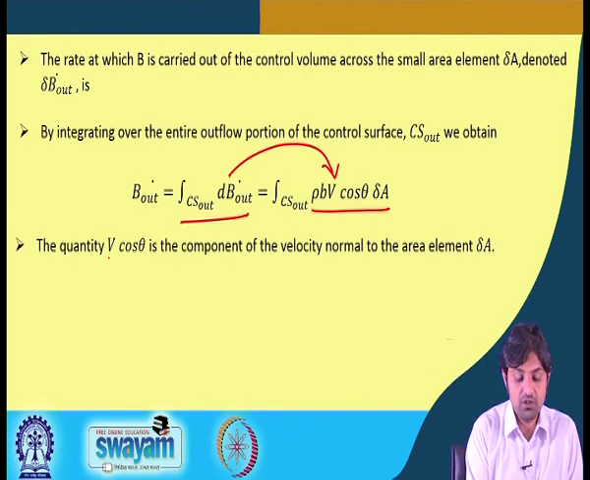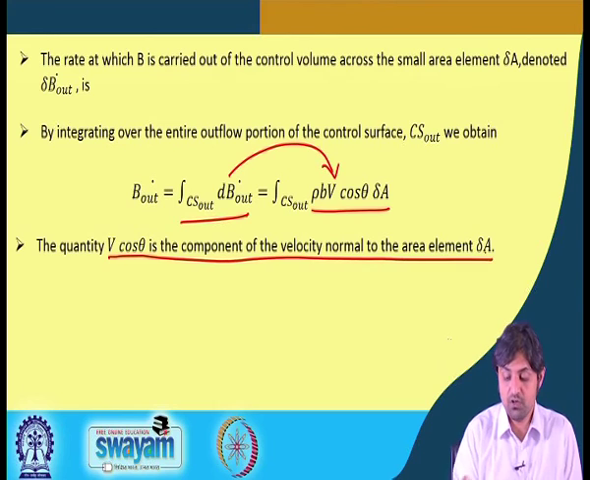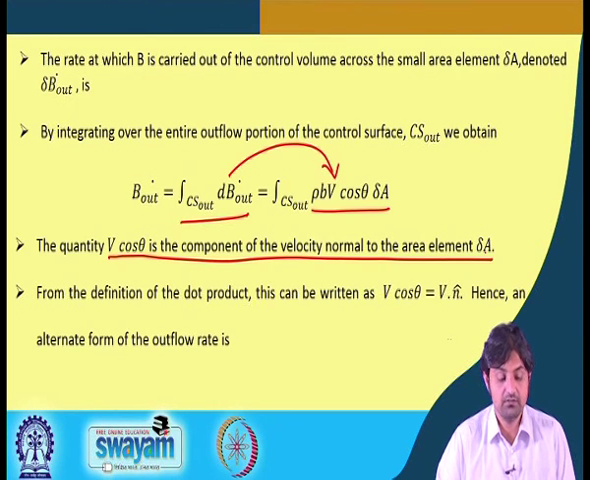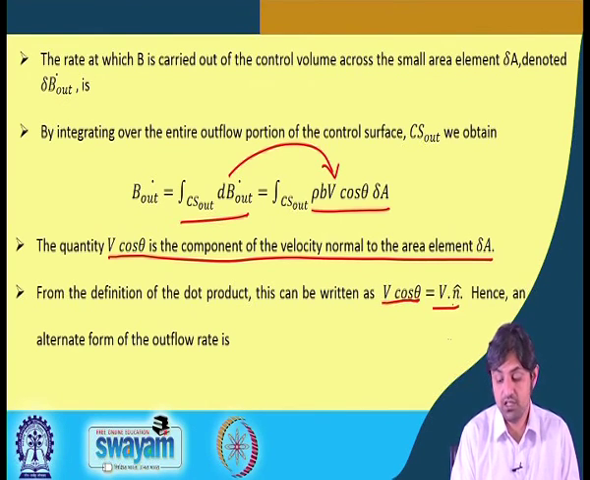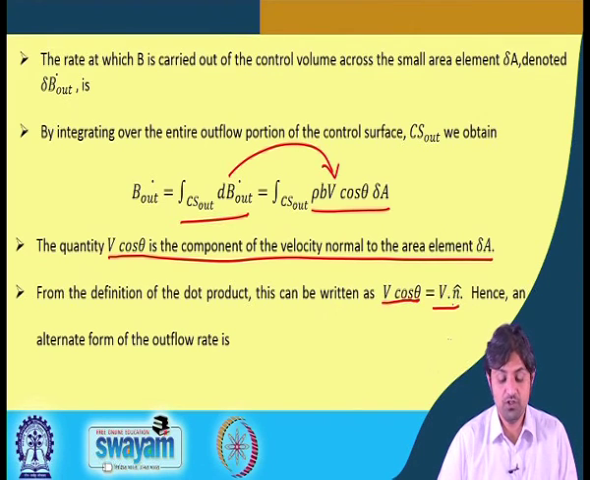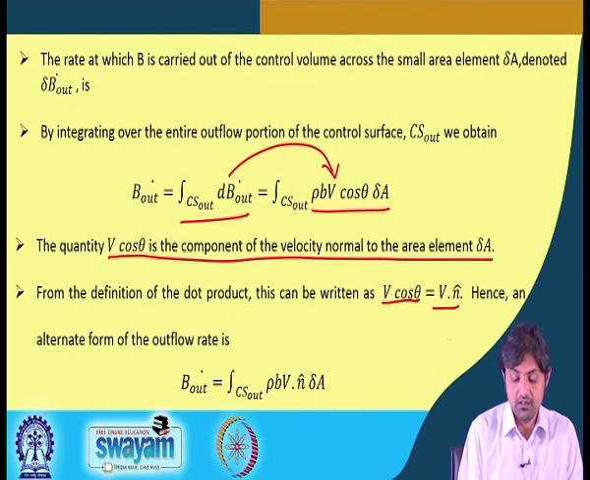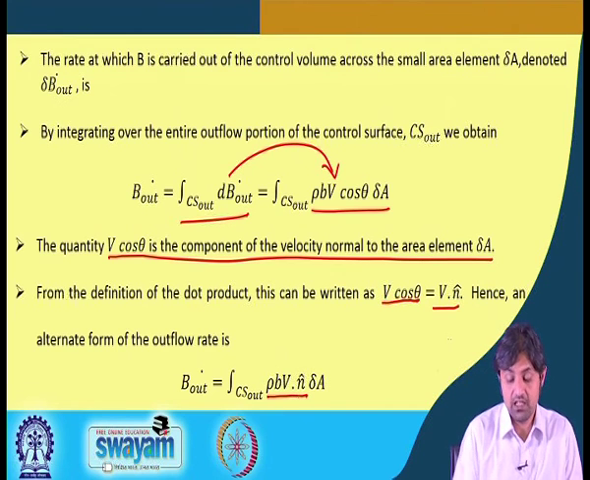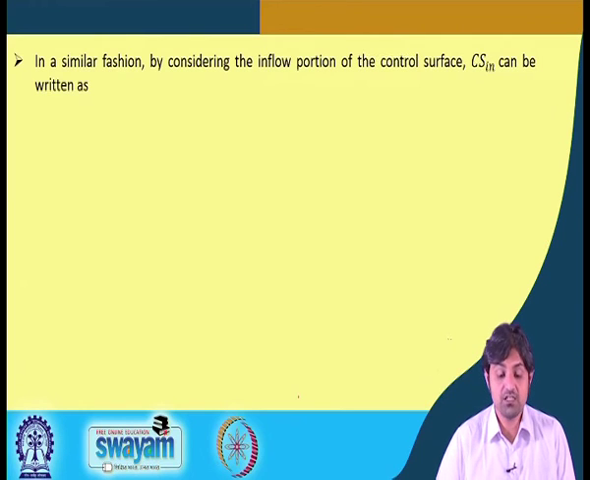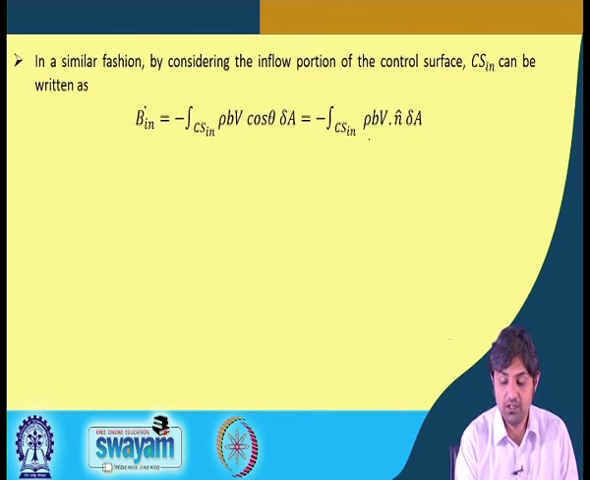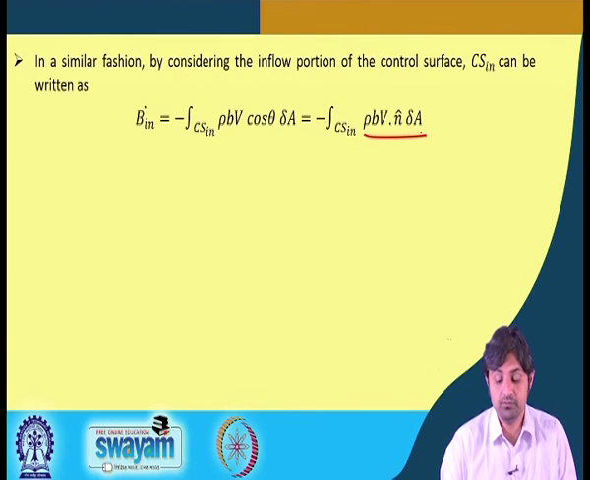The quantity V cos theta is the component of the velocity normal to the area element delta A. From the definition of the dot product, V cos theta can be written as V dot n. Hence, an alternate form of the outflow rate is rho B V dot n multiplied by delta A. In a similar fashion, considering the inflow portion of the control surface, B in can be written, because of the negative sign, as rho B V dot n dA.